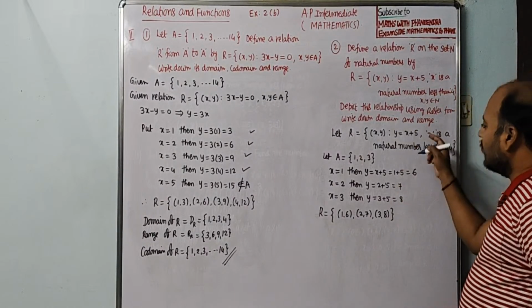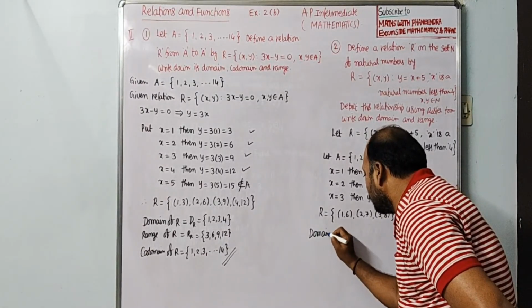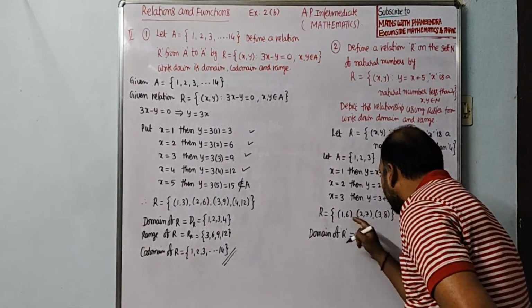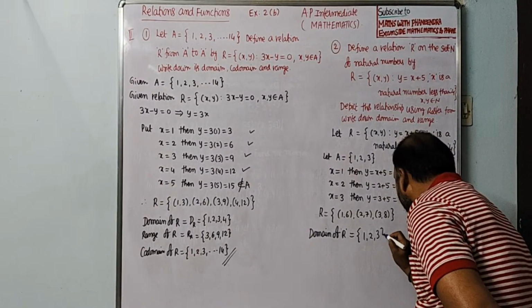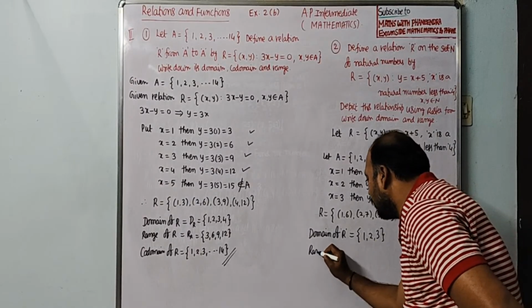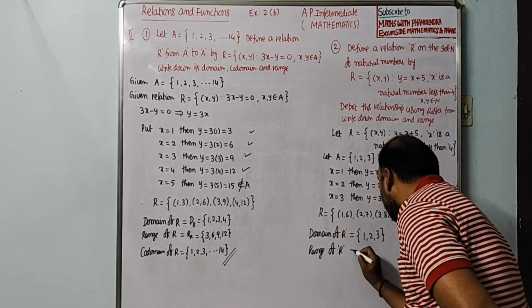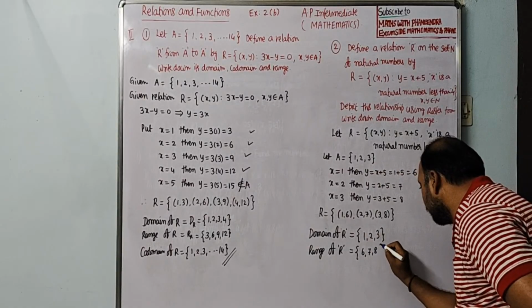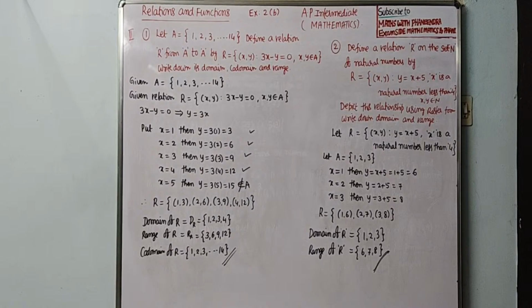Next, write down domain and range. Therefore, domain of R: first elements 1, 2, 3. Next range of R: 6, 7, 8. I hope you understand this, students. We'll move on to other question.